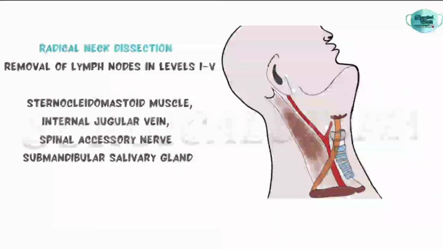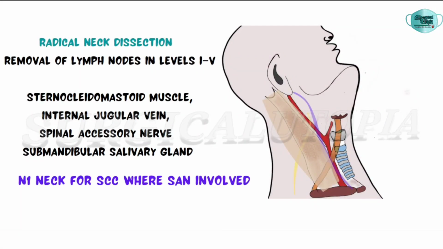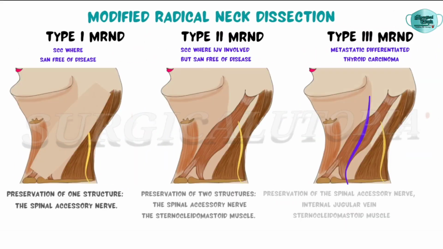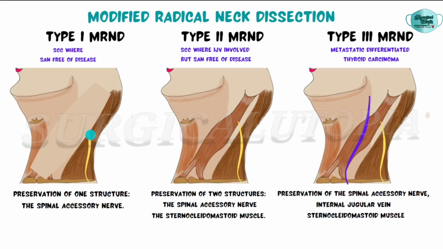So, in the comprehensive neck dissections, radical neck dissection will involve removal of lymph nodes from levels 1 to 5, along with the spinal accessory nerve, internal jugular vein, sternocleidomastoid muscle, and submandibular gland. Whereas in modified radical neck dissection type 1, the spinal accessory nerve is preserved. In type 2, the spinal accessory nerve and sternocleidomastoid muscle are preserved. And in type 3, the spinal accessory nerve, sternocleidomastoid muscle and internal jugular vein will be preserved, and only lymph nodes in levels 1 to 5 and submandibular glands will be removed.